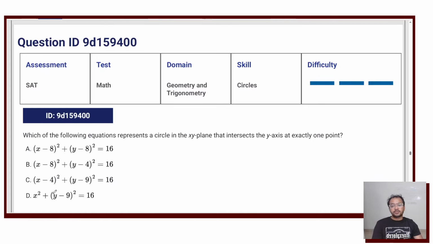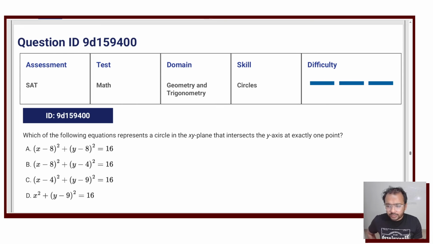Which of the following equations represents a circle in the xy-plane that intersects the y-axis at exactly one point? Okay. So the question requires the circle which intersects the y-axis at exactly 1 point. It just needs to touch the y-axis. One method will be to just enter each of the equations on Desmos and see which of the following has just 1 point in common with the y-axis.